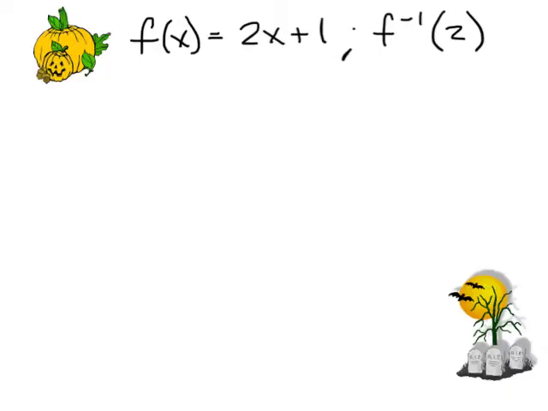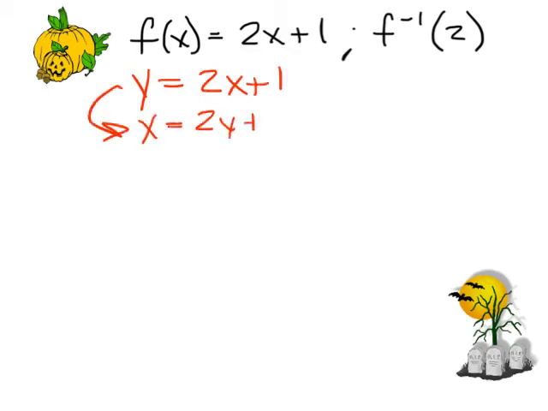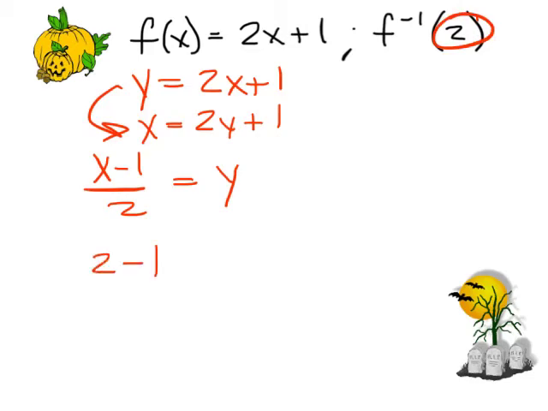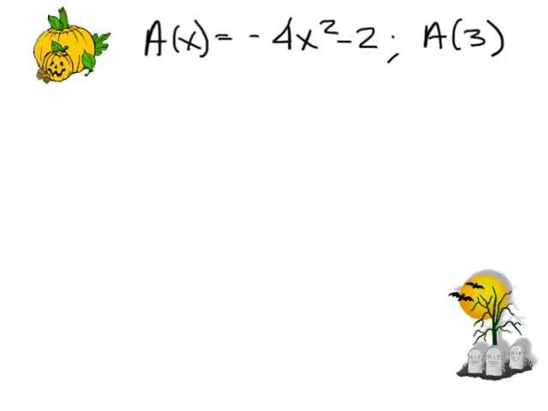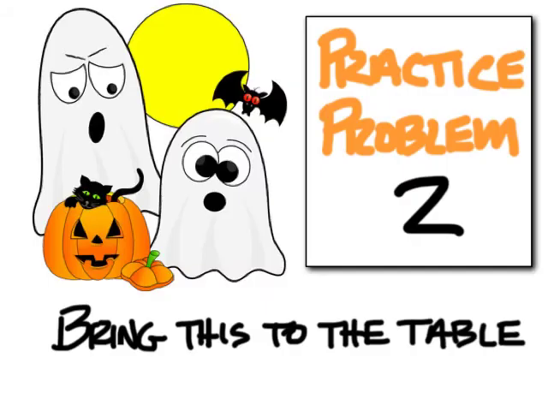Practice number 1. This should be y equals 2x plus 1, but interchange x and y to get this, and then solve for y. Now plug in 2 for x. That is 1 over 2, which is a half. Bonus number 1. Answer on the bonus should be a negative 38.